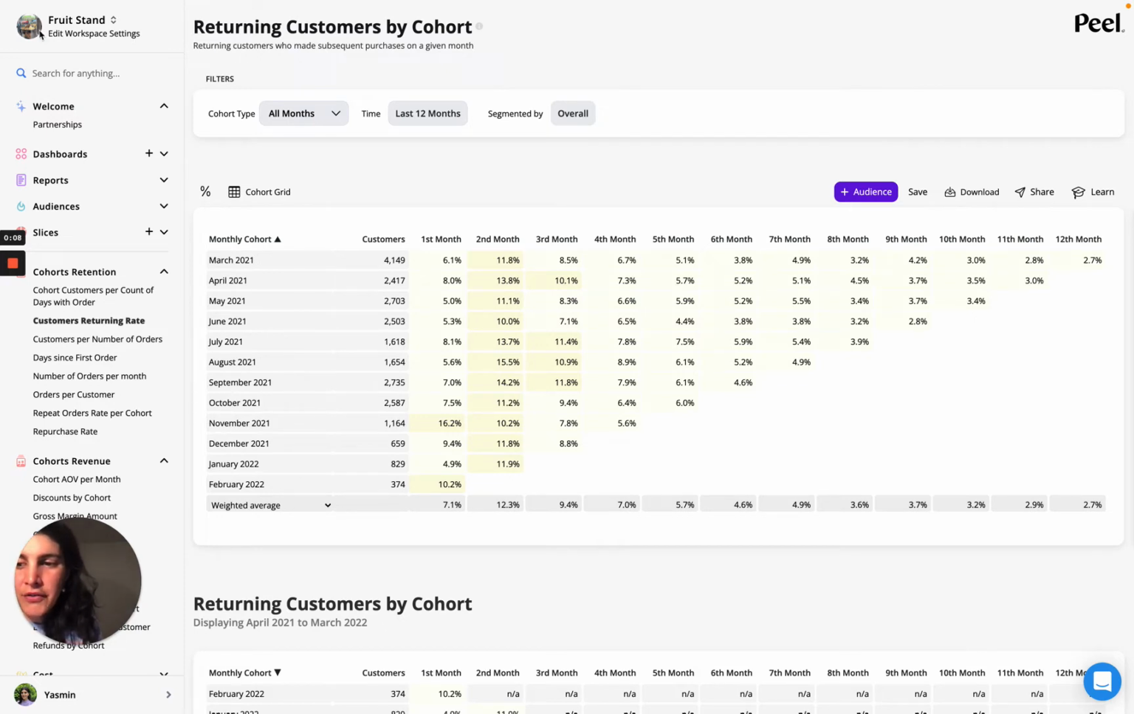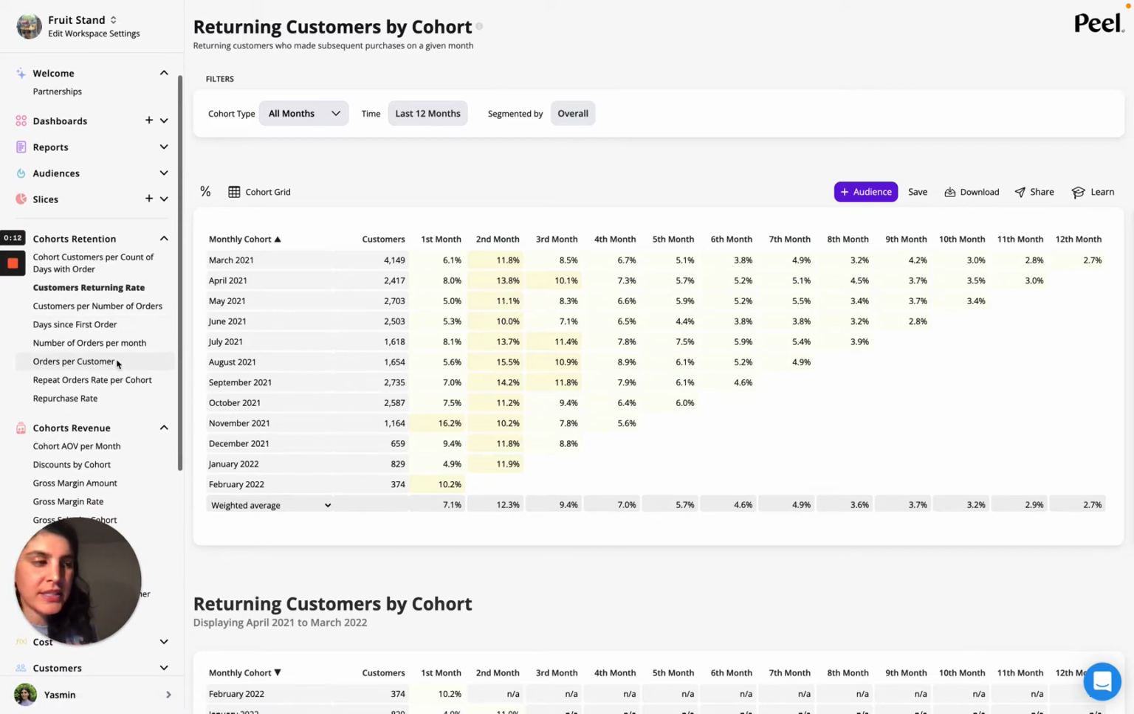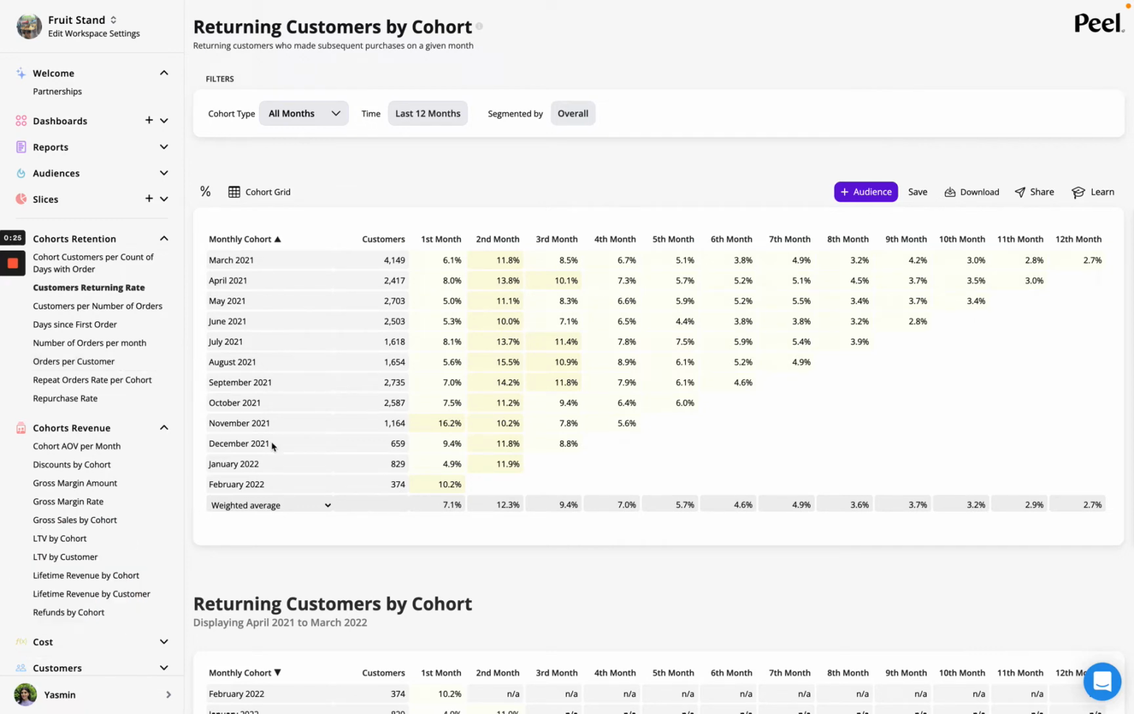So this is one of our many cohort analysis metrics, and cohort analysis is a way of looking at metrics via a group. In Peel, people are put into cohorts when they first make a purchase with the brand. If we look at this metric, March 2021, there were 4,149 customers that first made a purchase with the fruit stand.